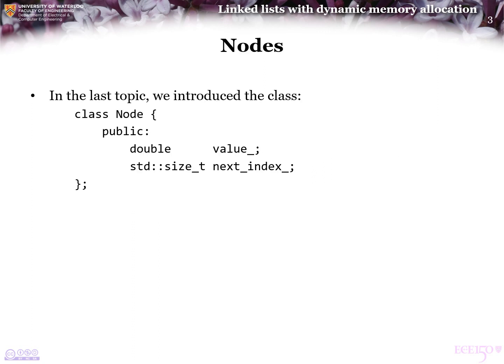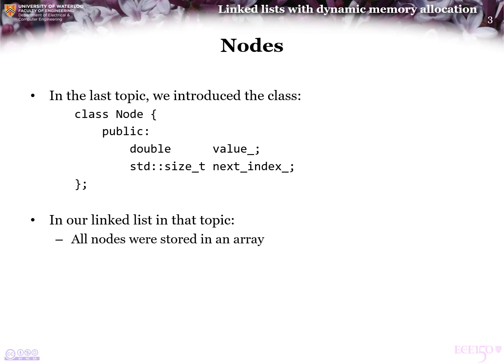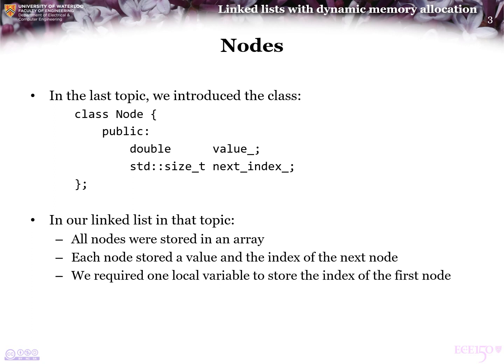Now, in the last topic, we introduced the following class for a node. In that topic, the linked list was of the form where all nodes were stored in an array. Each node stored a value and the index of the next node. And we required one local variable to store the index of the first node, that is, the head of the linked list.